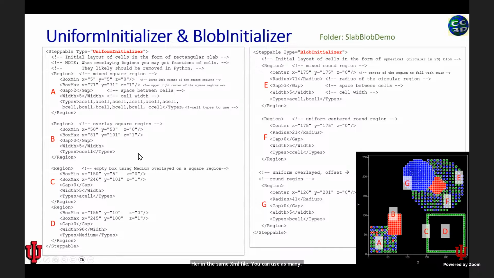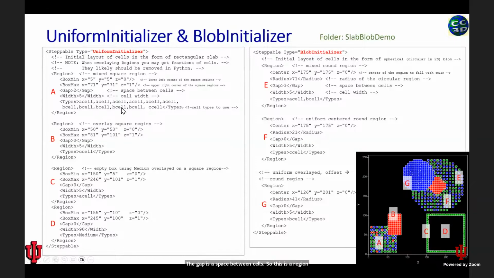Here in the UniformInitializer on the left, I'm showing 4 regions. You can have as many regions as you want: region A, B, C, D. And they're shown over here in the screenshot of the CompuCell output. So UniformInitializer tries to make a rectangular region with a box min and a box max. The gap is the space between cells. So this is the A region down here. See, there's a little bit of space between every cell.